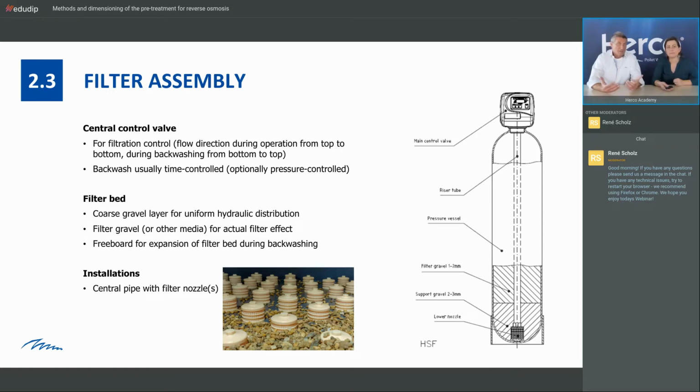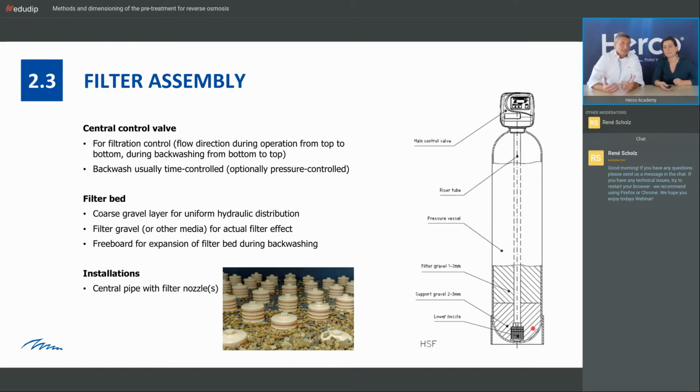So the filter bed has the coarse gravel layer for uniform hydraulic distribution. Then filter gravel for the actual filter effect. We have some freeboard for expansion of the filter bed during backwashing, because you want to lift the bed during the backwash, just to break up the channels which have built up, and the dirt that has to go out of the system.